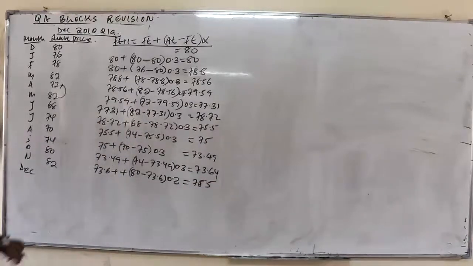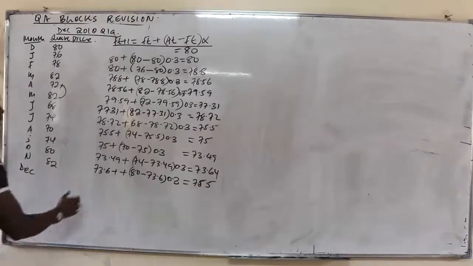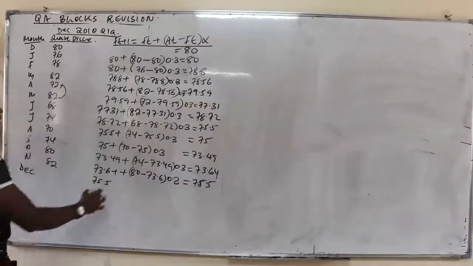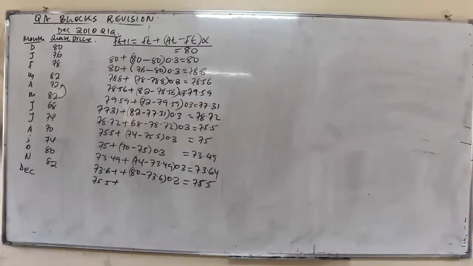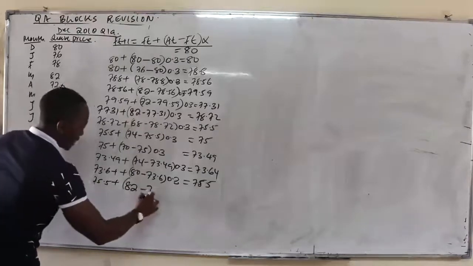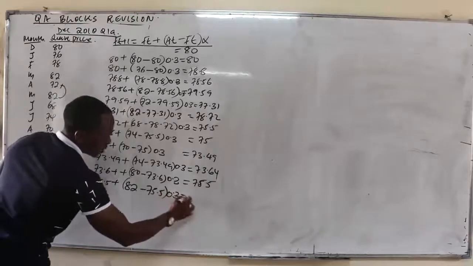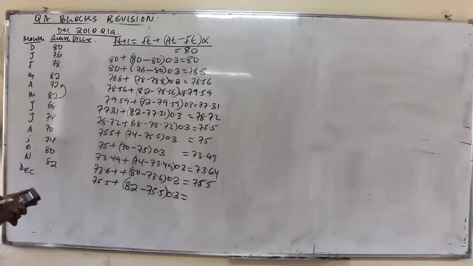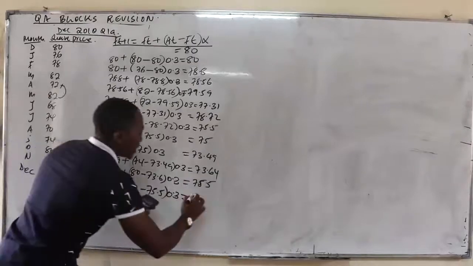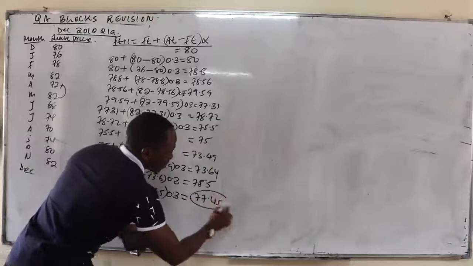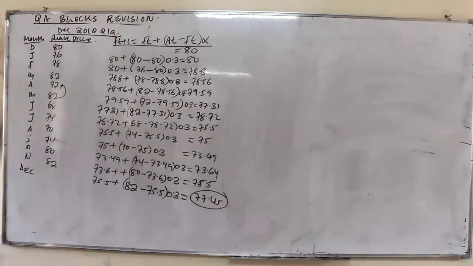Now the question was you forecast for December. So for December it will be 75.5. You add 82 minus 75.5, times 0.3. And you'll be getting 77.45. So you can take a screenshot of that.